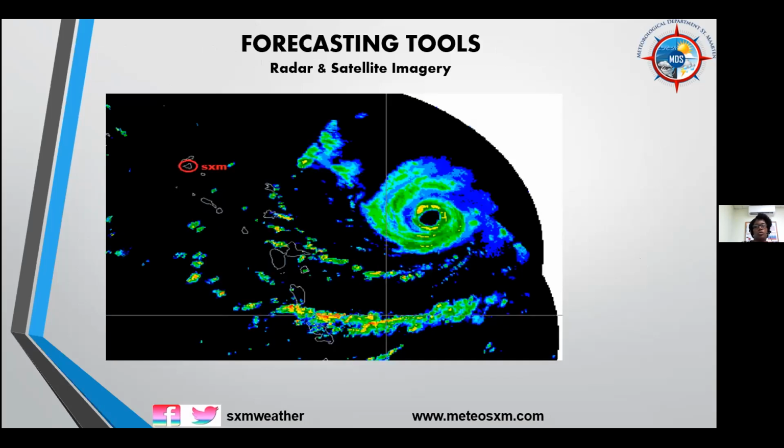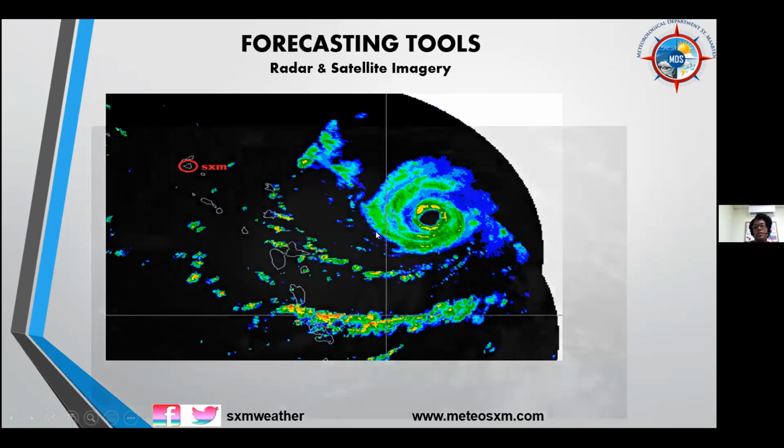These are some of the tools that we use. This is a radar image. It tells us the rainfall associated with the system. The brighter the colors, the heavier the rainfall is. As I was saying earlier, sometimes the rain bands can be very far away from the storm's center. You can see the center of the hurricane here, and then the rain bands are affecting these islands all the way down south. So on a radar image, you can see where the clusters of rainfall are.